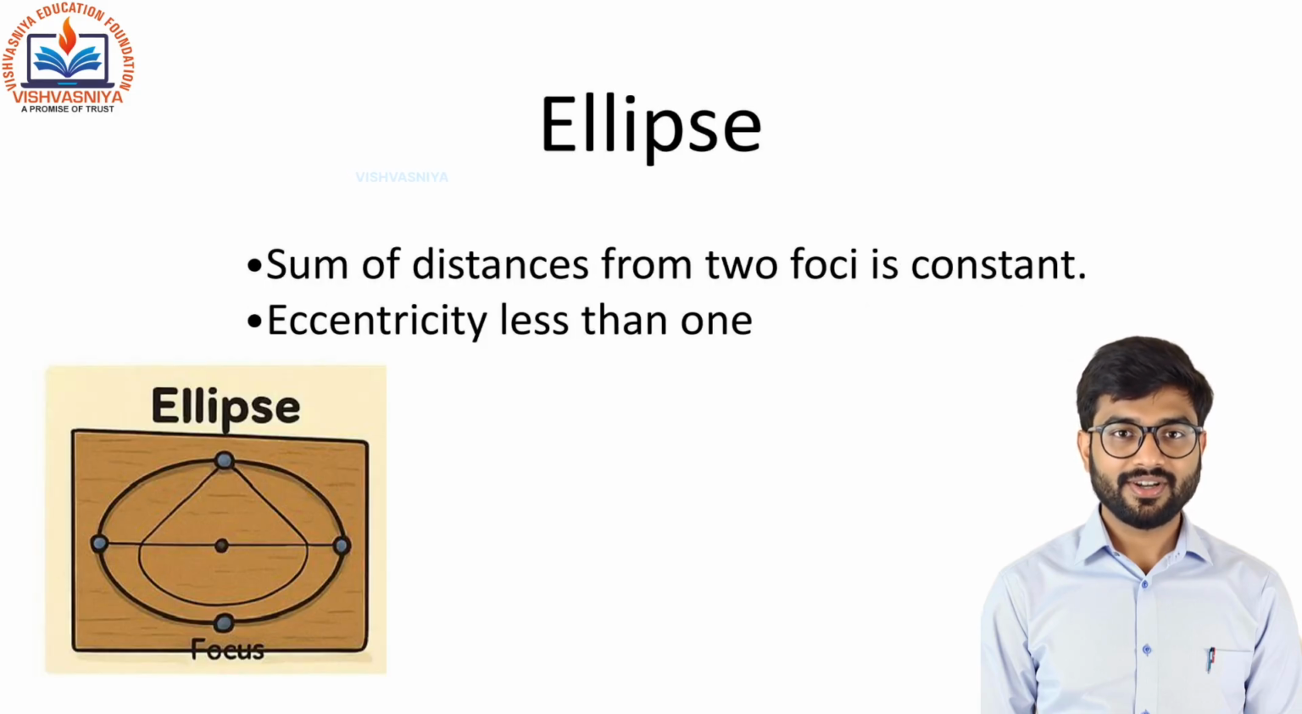For any point on it, the sum of distances from two fixed points, called foci F1 and F2, remains constant. An ellipse has eccentricity less than 1. A famous example is planetary orbits. Planets revolve around the Sun in elliptical paths.